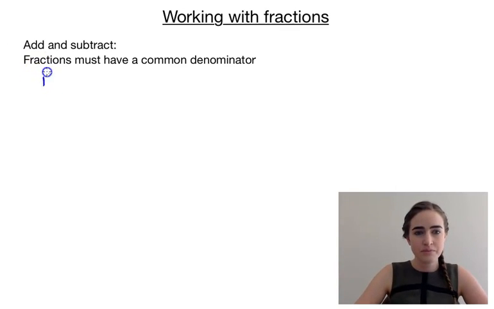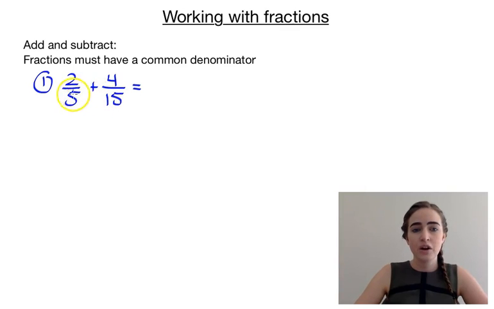So our first example, we'll have 2/5 plus 4 over 15. So we need them to have a common denominator. So we need to find the lowest common multiple of 5 and 15, which will be 15. So we're going to make both those fractions have a denominator of 15. So this second fraction here already has a denominator of 15, so that's just going to stay the same.